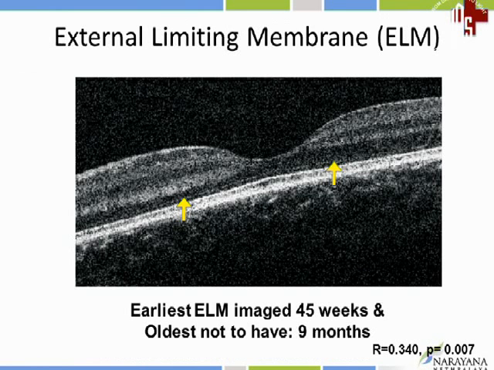We were also able to image the external limiting membrane a little earlier than the Duke group. We used a different protocol and a different device, but we think that between 41 and 45 weeks is when the external limiting membrane should appear, and the appearance of that codes very well, positively for vision.